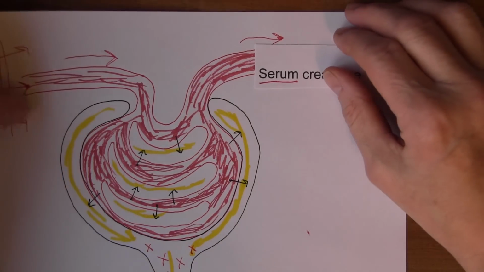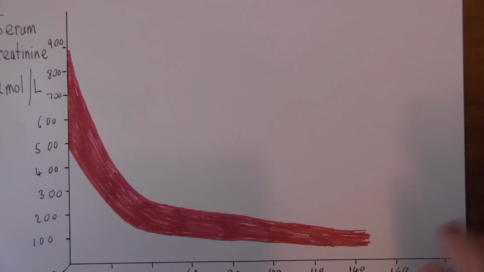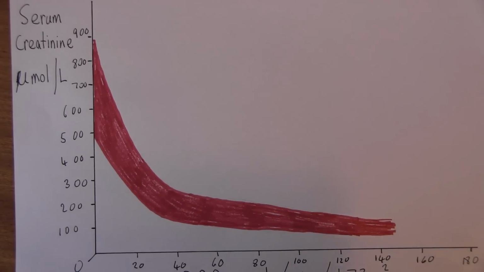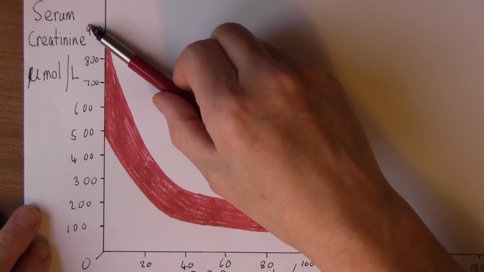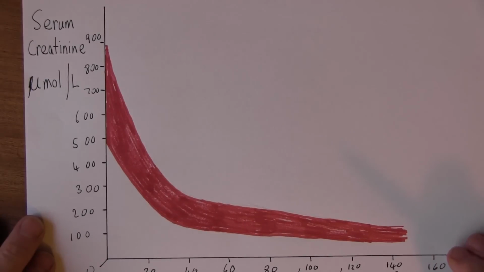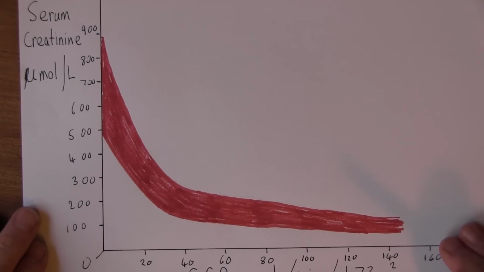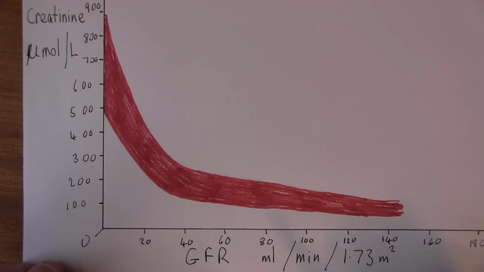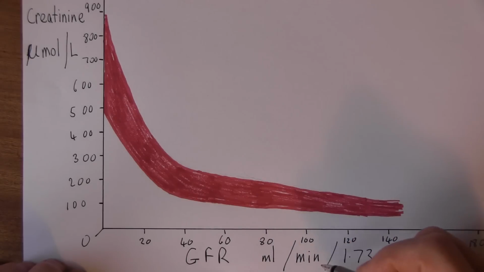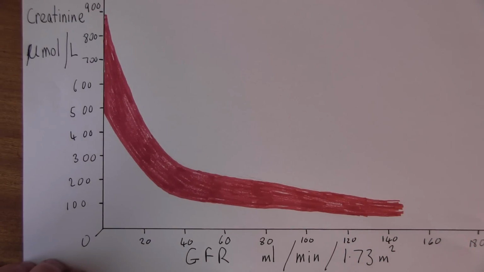But actually, the body's quite good at this. And we have a look at this graph here. Now what we have here on this graph is we have the serum creatinine levels up here. It's the amount of serum creatinine. And down here we have the glomerular filtration rate, which is measured in mils per minute per 1.73 square meters of body surface area. That's the whole body surface area in an average sized person.